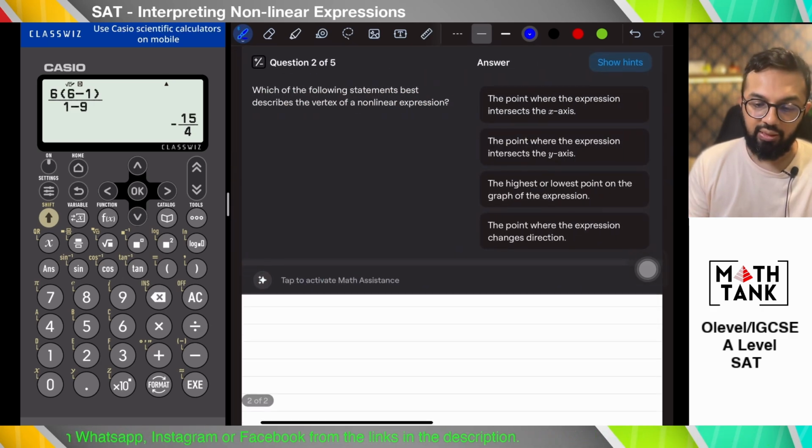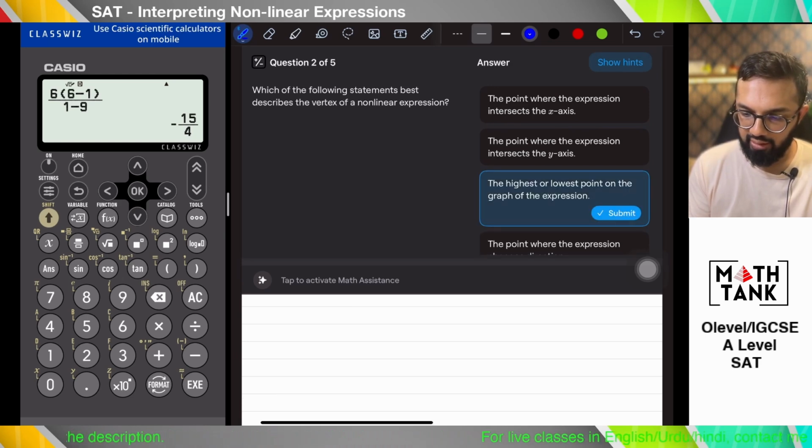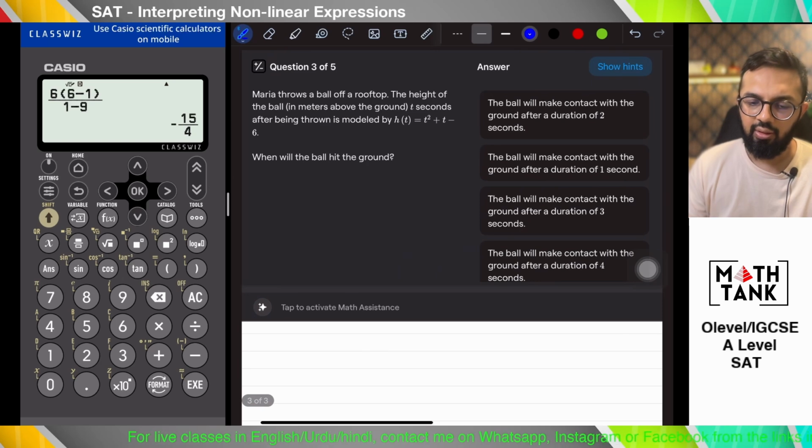Which of the following best describes the vertex of a nonlinear expression? So the turning point. The turning point is the highest or the lowest point on the graph of the expression, I think. Yeah, that should be the correct answer.